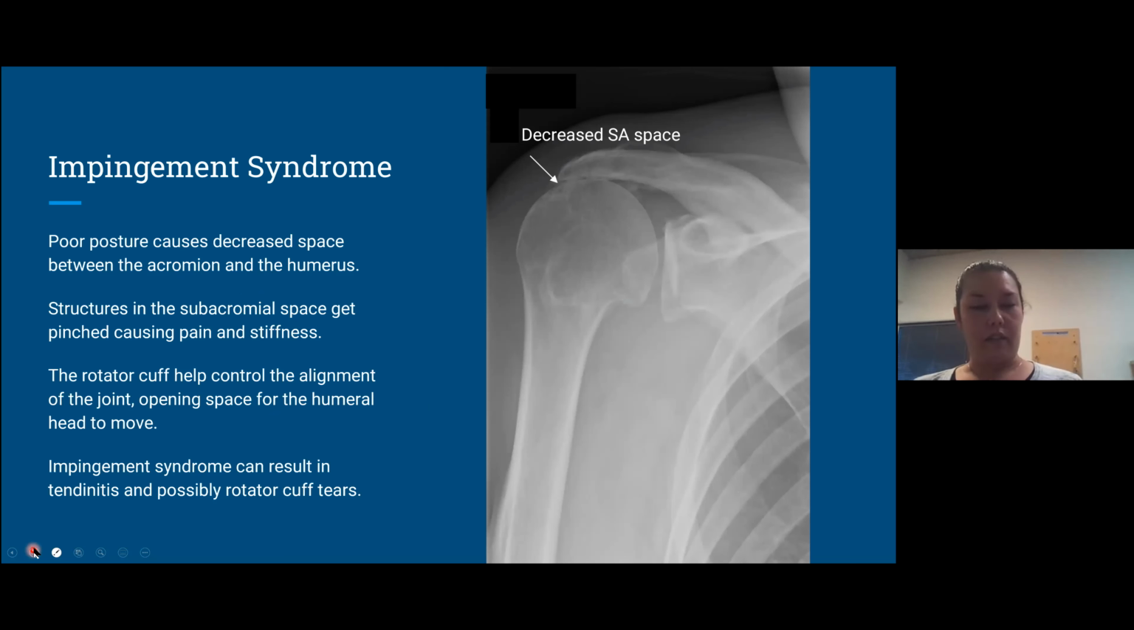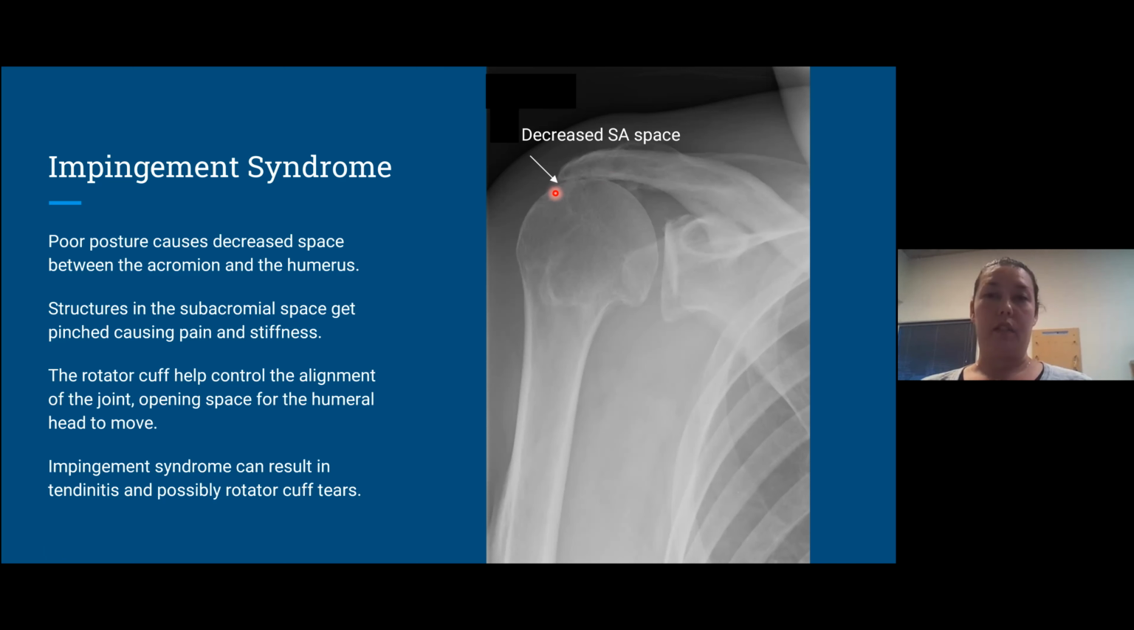So as we discussed earlier, the space between the shoulder blade and the humerus houses the rotator cuff tendons and bursa. Again, if the space should narrow, as seen in this picture, you can see right here, this is an X-ray of a shoulder joint. And you can see where that arrow is pointing. That space has become really small, so you're going to get rubbing there.